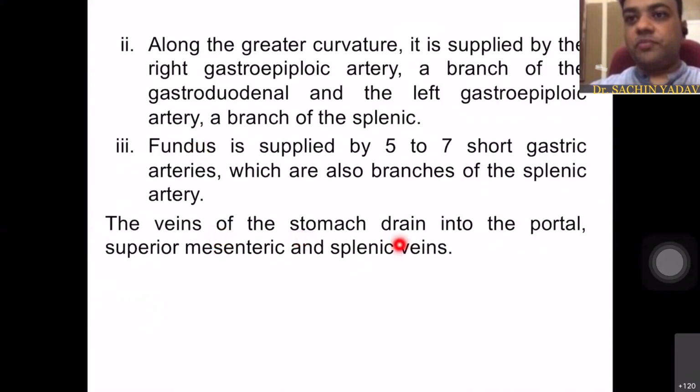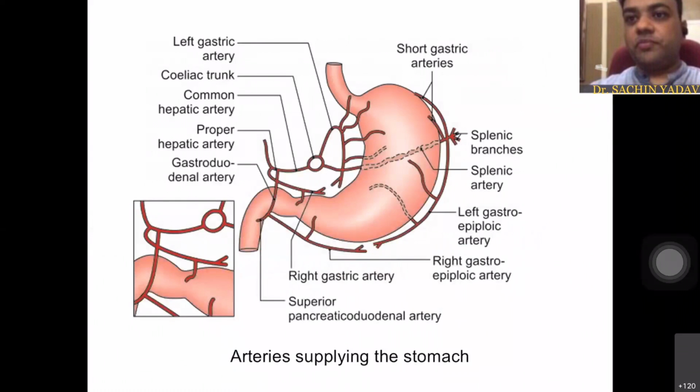And the veins accompany all these arteries and drain into the portal system, through the superior mesenteric vein and the splenic vein, which unite to form the portal vein. You will see here this larger circular structure. It is the celiac trunk. It is the first and uppermost unpaired visceral branch of the abdominal aorta.